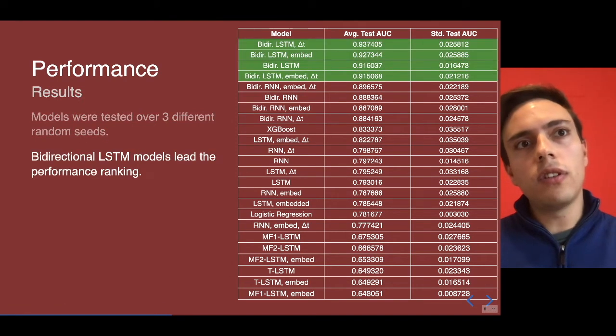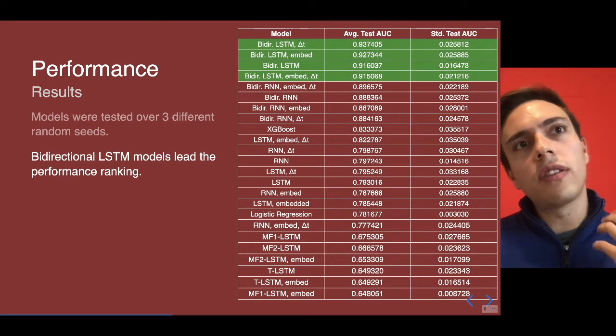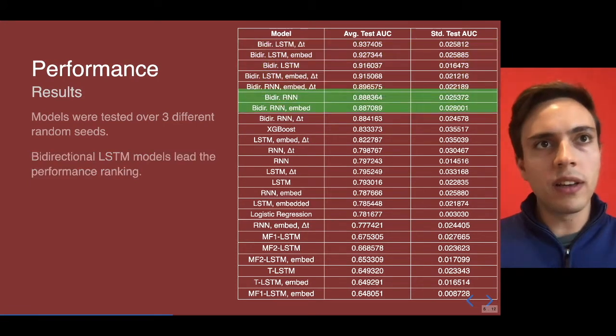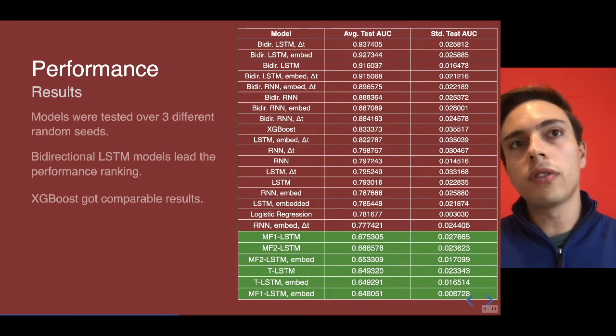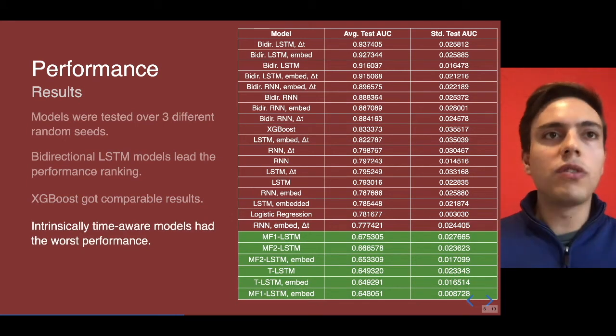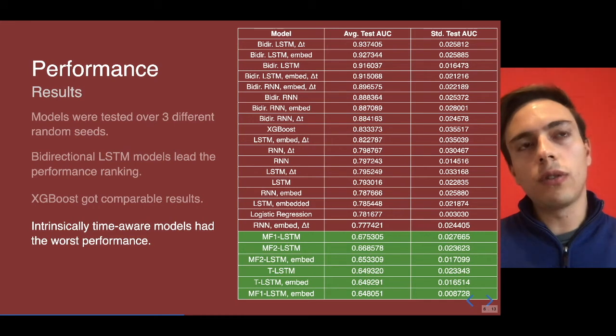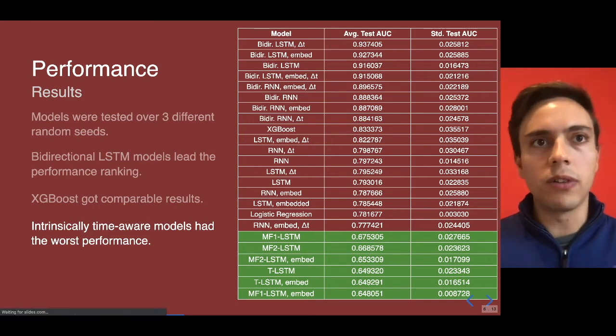The main results here are these: the bidirectional LSTM models really lead the performance ranking. We also see this kind of surprise that XGBoosts got comparable results, at least comparable to unidirectional models. And we also see this unfortunate result that intrinsically time-aware models have the worst performance. Perhaps the dataset here is so small that it doesn't justify the added parameters.